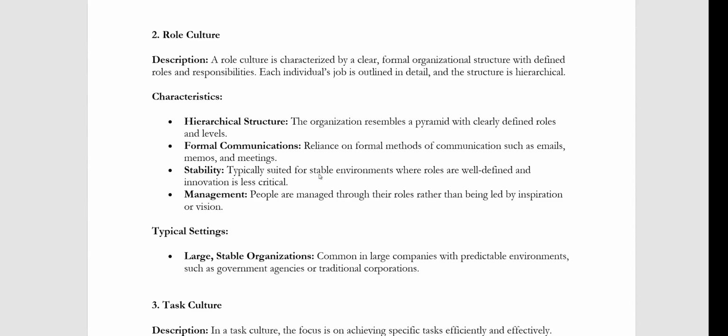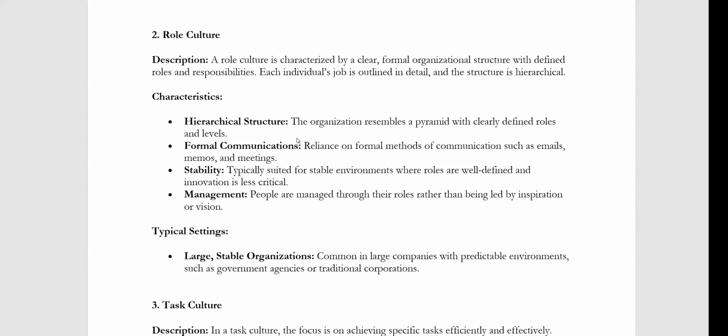Two is role culture. When we talk about role culture, this is a type of culture characterized by a clear formal organizational structure, okay? So the first one will be mostly in an entrepreneurial setting where there's one boss and staff under him. But role culture happens mostly in departmental organizations, right? A type of organization where there are hierarchies like finance, marketing. So a formal organizational structure will define roles and responsibilities. Each individual's job is outlined in detail and the structure is hierarchical, like the way I showed you, right? So it goes mostly with the formal or functional departmental structure, right?